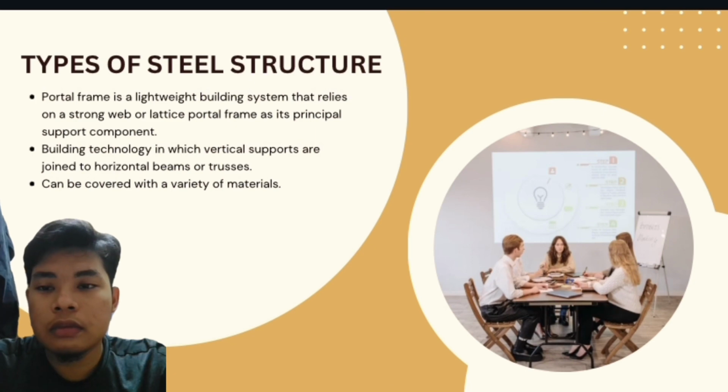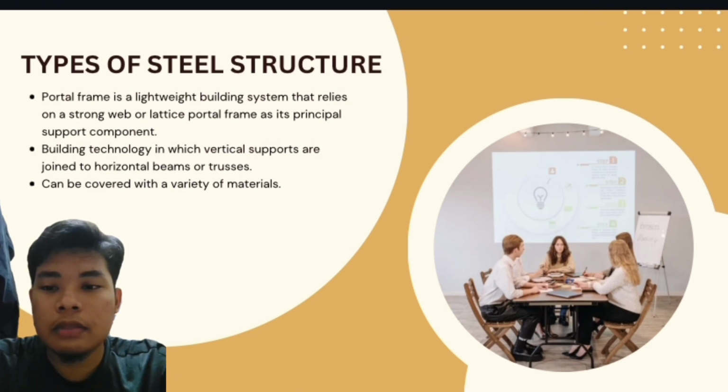Cold form thin wall steel in the shape of a C or Z is used for the purlins and wall girts, while corrugated metal sheets serve as the roof and walls to complete the structure.